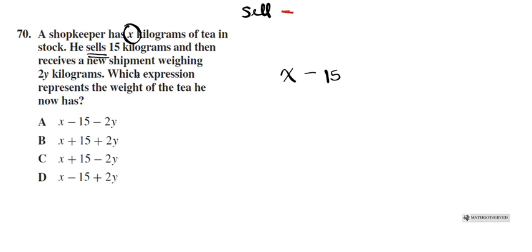And then he receives a new shipment. When you receive something, receiving is like the opposite of selling, right? Or it's like you bought it. So it's like a plus. Okay? So when you receive, you're adding new items to your stock. In this case, we're adding 2y kilograms. So you sell 15 and then you add 2y. All right, so this is sell 15, this is receive 2y kilograms. So this is the expression that represents what he now has. So let's see, x minus 15 plus 2y. Your answer for number 70 is D. So just keep track of these operations, all right?